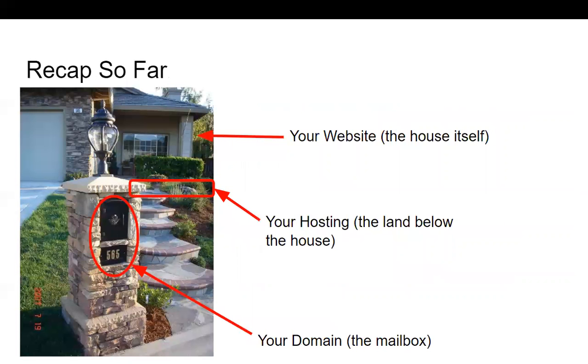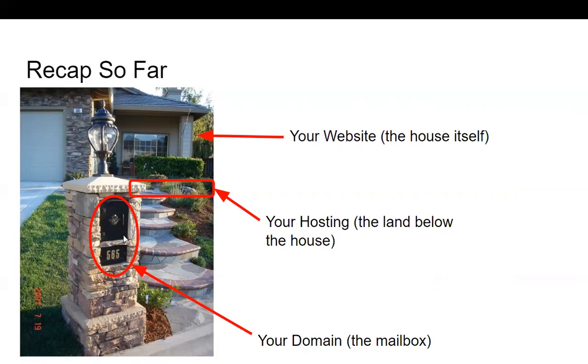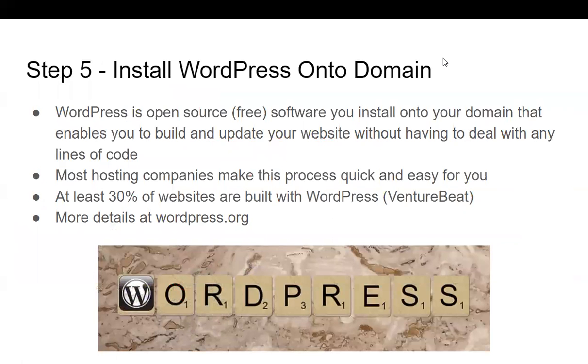And just to recap so far, if we maintain the analogy of a house, your website would be the house itself. Your hosting account would be like the land right below the house. And then your domain would be like the mailbox or the physical address for the house. And then step 5 would be to install WordPress onto your domain.